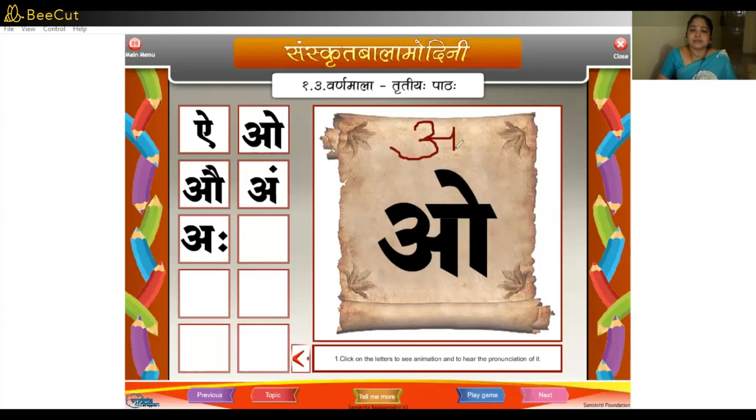Write A and then on top this O. Write A. You must write it only above the second line, not on the first line or in between the two lines. Exactly, it must be on the second line. O.